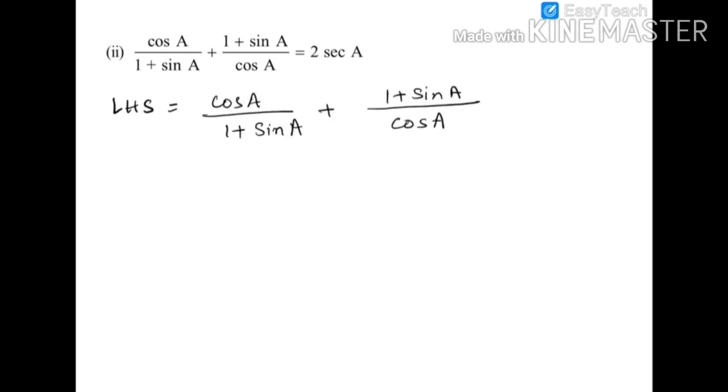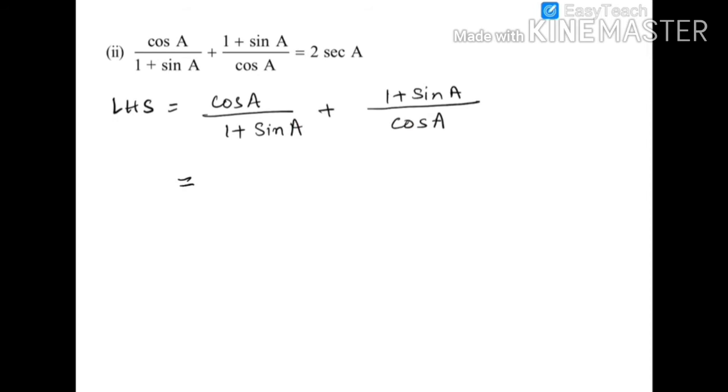Question number 2. Cos A divided by 1 plus sin A plus 1 plus sin A divided by cos A is equal to 2 sec A. So let's start simplifying the expression on the left hand side. On the left hand side, the ratios are already written in terms of sine and cos. So what we can do is we can add these two expressions and simplify.